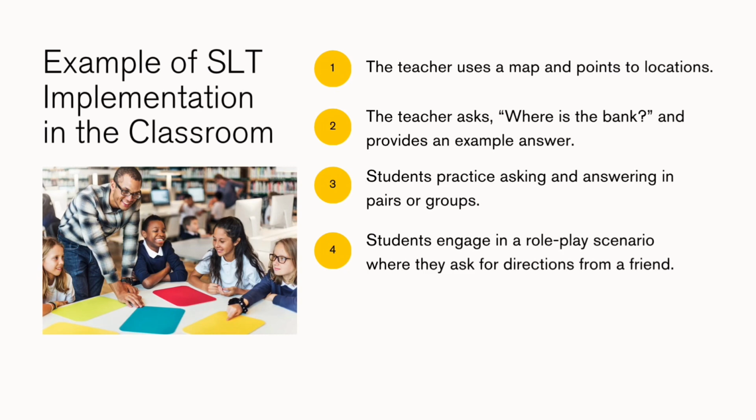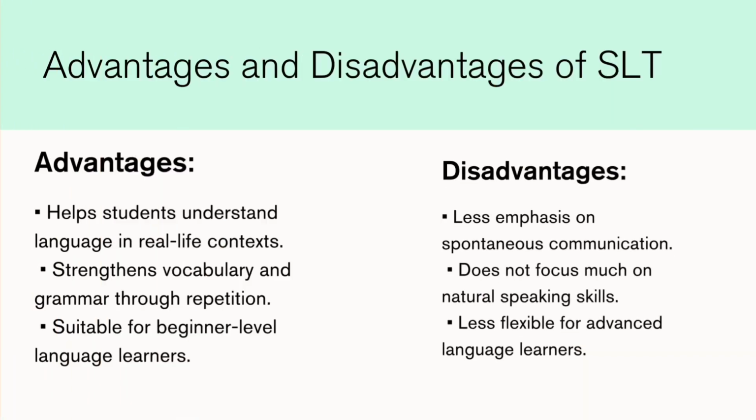Next, an example of SLT implementation in the classroom. Number 1, the teacher uses a map and points to a location. Number 2, the teacher asks, "Where is the bank?" and provides an example answer. Number 3, students practice asking and answering in pairs or groups. Number 4, students engage in a role play scenario where they ask for directions from a friend.